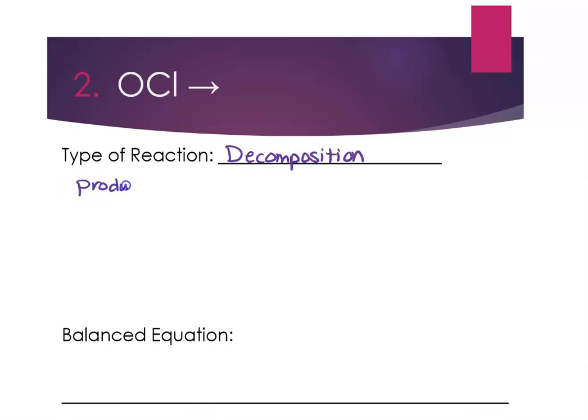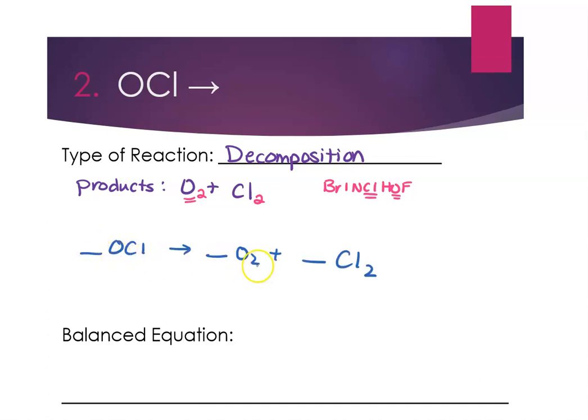So the products of a decomposition are just the elements that make up that compound. So I have O and I have Cl for chlorine. All right, and then I check to see if they are Brinclhof elements. And O is a Brinclhof element, so I need a 2 here. And chlorine is also a Brinclhof element, so I need a 2 there. If neither of these elements had been in Brinclhof, then I would just leave them by themselves, but because they're Brinclhof elements, I have to put the 2. All right, so now I'll balance. 1 oxygen, 2 oxygens here, so I'll need to put a 2 here to balance that.